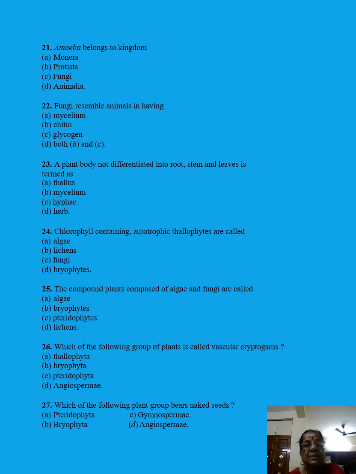Okay. So in the page 21 answer B Protista, 22 வந்து D both B and C, 23 thallus, 24 algae, 25 lichens, 26 Pteridophyta, 27 C Gymnosperm. Check பண்ணிக்கோ. This is for this page. Okay, then I think next வந்து last one. Shall I go to next? Right.